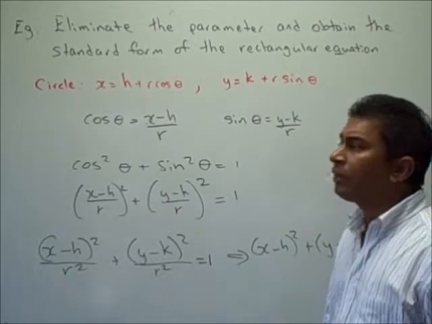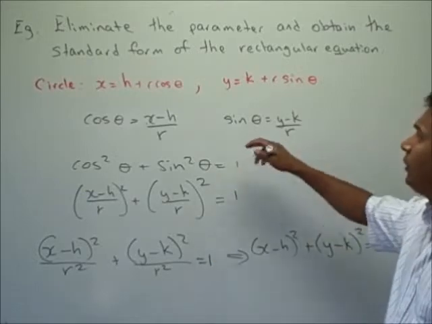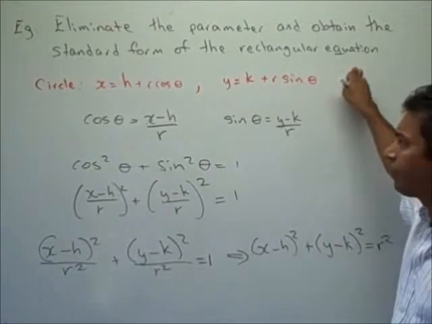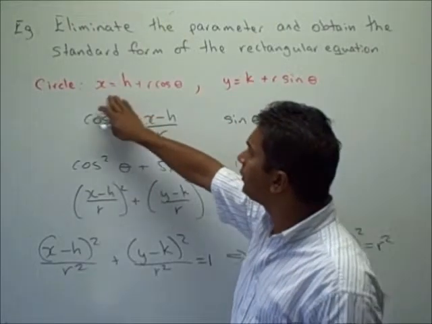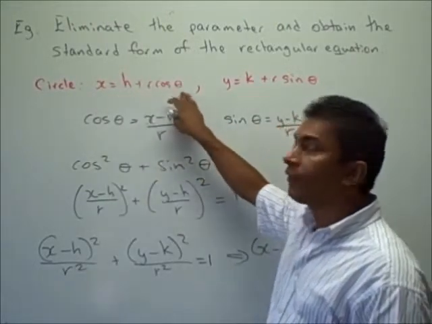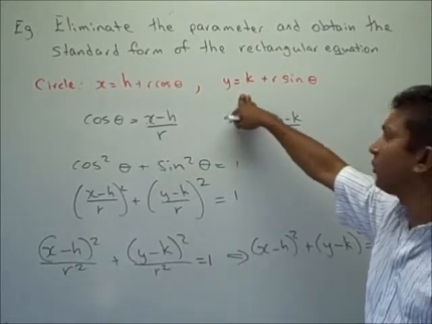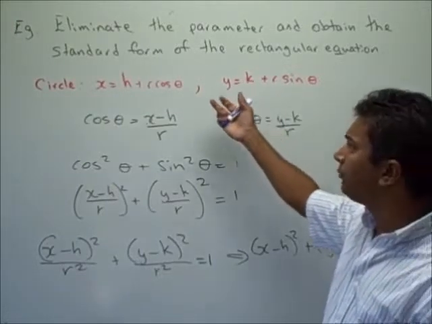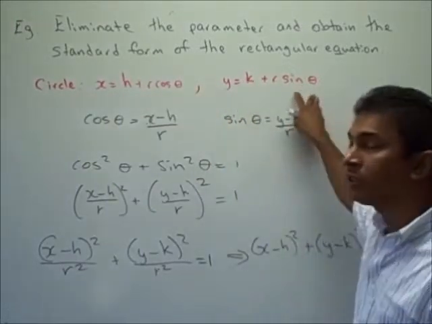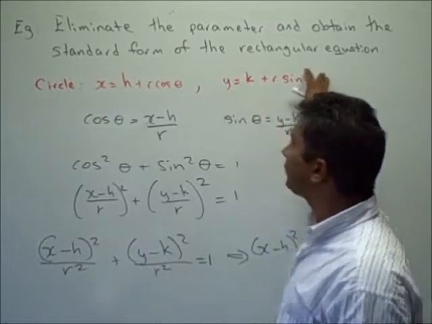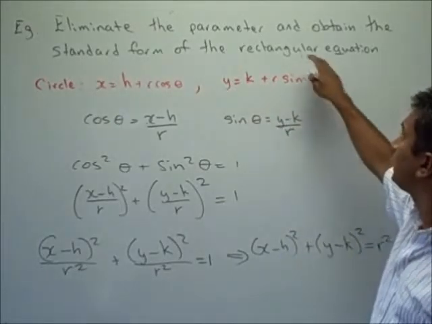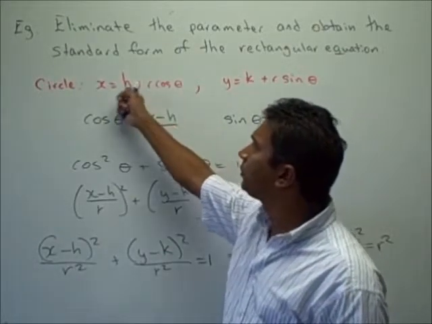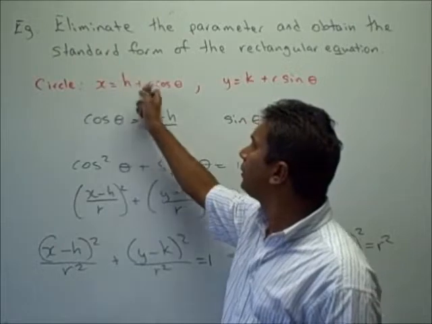Here we have another example of eliminating the parameter from two parametric equations and rewriting it as a single rectangular equation. Our first parametric equation is x is equal to h plus r cosine theta, and our second parametric equation is y is equal to k plus r sine theta. As in our previous example, when we had trig functions, we're going to solve for the trig functions before we rewrite it as a rectangular equation. So solving for cosine theta, we're going to subtract h from x and divide by r.